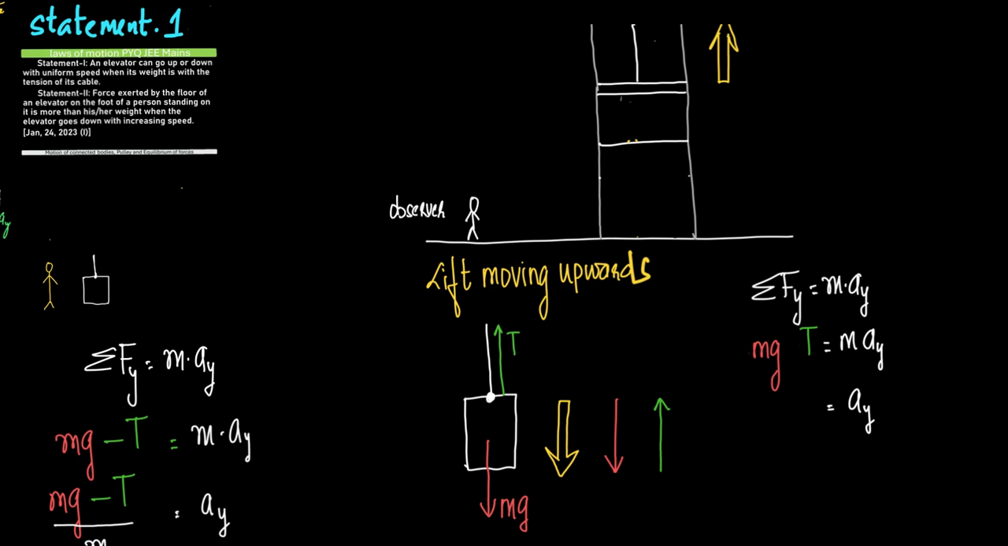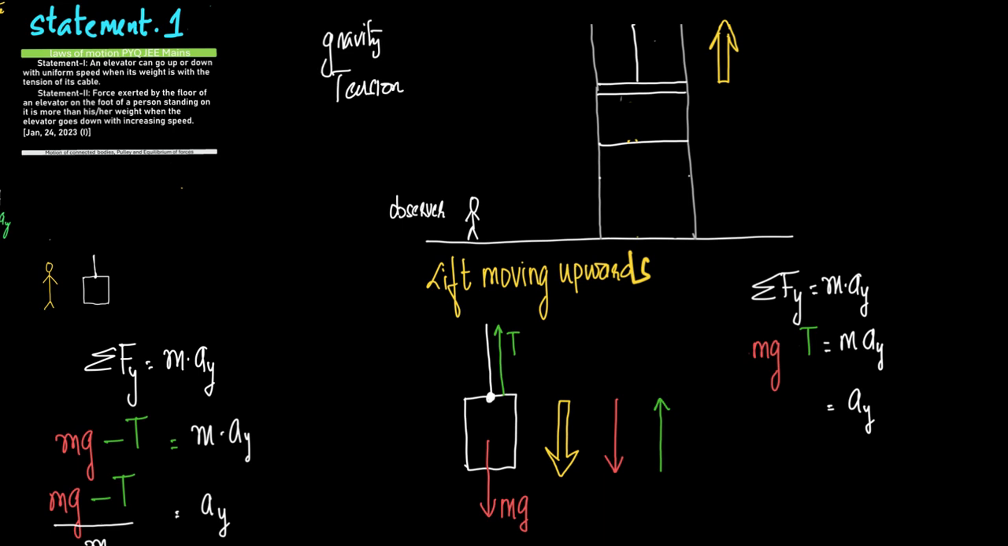So the lift is moving upwards. All our observation remains the same, except for the change in the net direction of motion, right? So what are the various forces acting here? As we discussed earlier, the two forces acting here would be force of gravity and of course force of tension, right? Now, what is the net direction of motion?